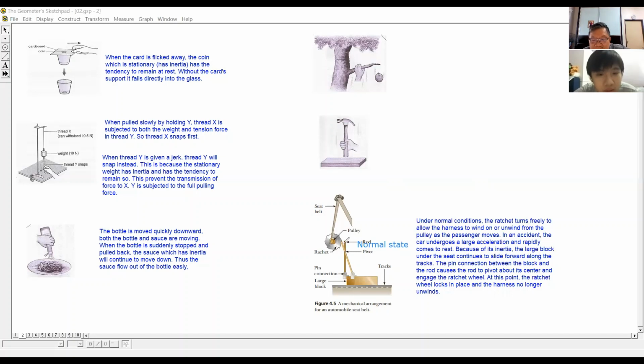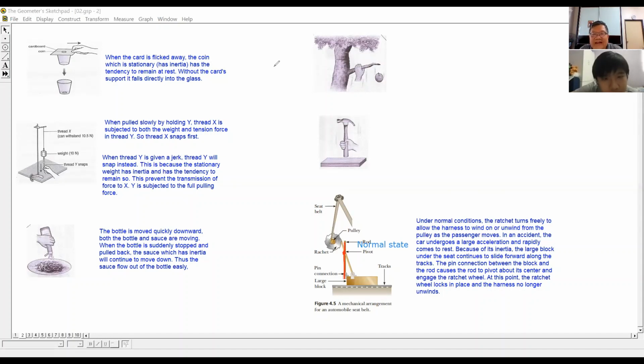This position. When the car is moving with constant velocity, or when the car is at rest, the rod under the seat is in a vertical position. This is the normal state, right? It is in this position, and it is pivoted at this point here. Pivoted at this point means the rod is free to rotate about this point.